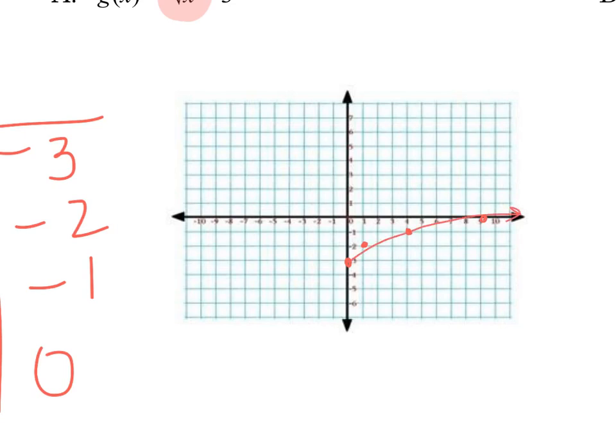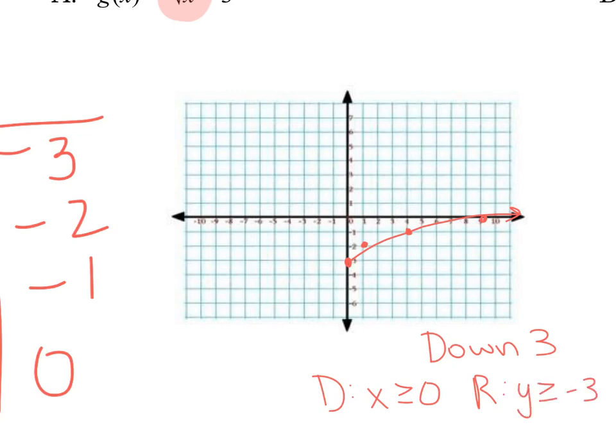So I've gone ahead and graphed this. So what are my transformations? Well, I've moved down 3 units. My domain are my x values that are possible. My domain here is that x must be greater than or equal to 0. And my range is that y must be greater than or equal to -3.